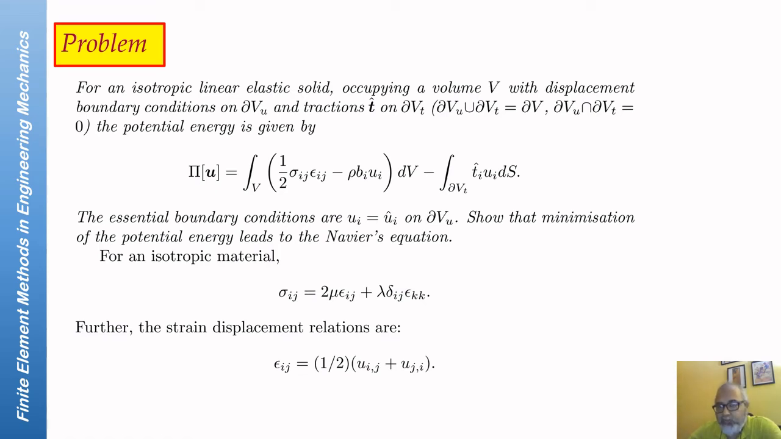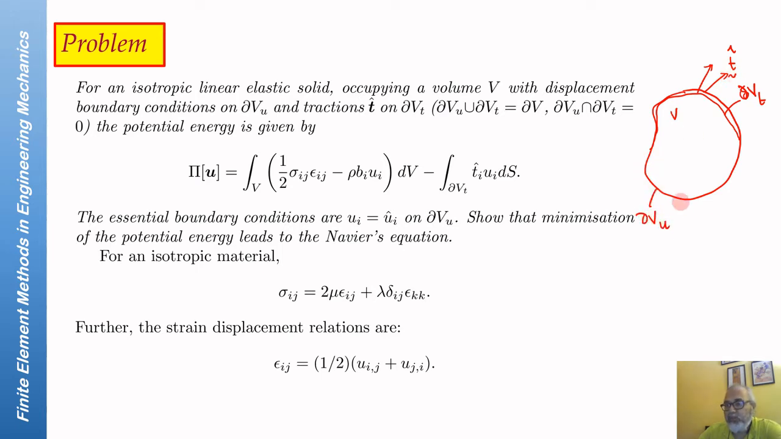Now, let us prove the statements that we made in connection with the previous problem for the more general case. In the general case, we have this body occupying the volume V. Its boundary is divided into delta Vt, on which tractions are specified, and the rest is delta Vu. So delta Vu and delta Vt constitute delta V, and delta Vu intersection delta Vt is 0.